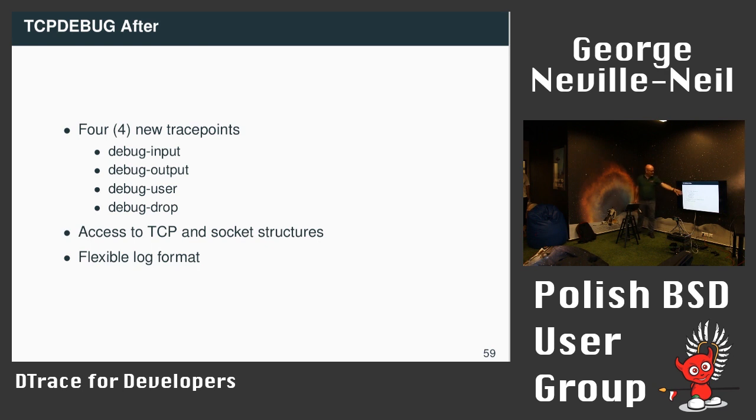When I was done, we got 4 new trace points. They're in FreeBSD 11, definitely. I think I MFC'd them to 10 because someone nagged me. So we get 4 new probe points: debug input, output, user, drop. They reflect what was in the TCP debug output. So you can actually, and I've done this, replicate the exact output of the TCP debug option with DTrace for a 4% increase in your CPU utilization. And there are some researchers using this to build some tools. So you get access to TCP and socket structures, and you have a flexible log format.